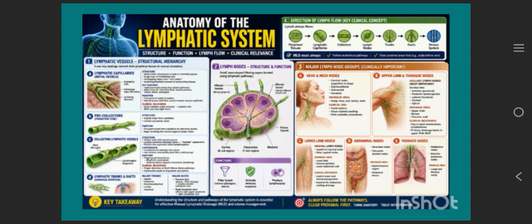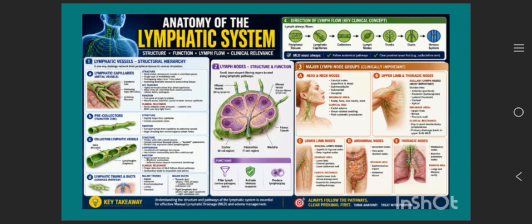What are the functions of lymphatic capillaries? They are the first point of lymph formation, and they absorb excess fluid that cannot re-enter venous capillaries. What is the clinical relevance? Lymphatic capillaries easily collapse under pressure, which explains why MLD uses a very light touch.